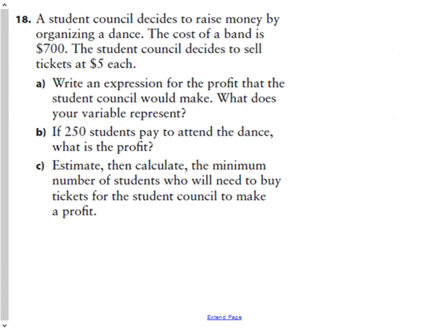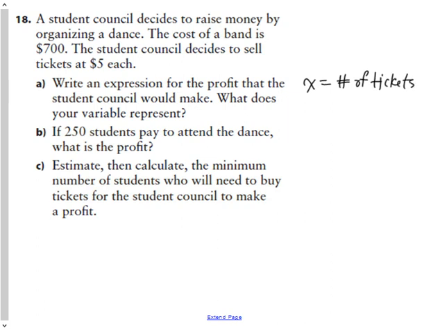Question 18 says a student council decides to raise money by organizing a dance. The cost of a band is $700. The student council decides to sell tickets for $5 each. Write an expression for the profit that the student council would make. What does your variable represent? I suppose there can be such a thing as negative profit, but we'll just say so. x is going to equal the number of tickets sold.